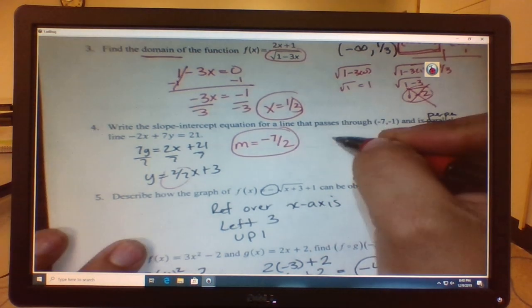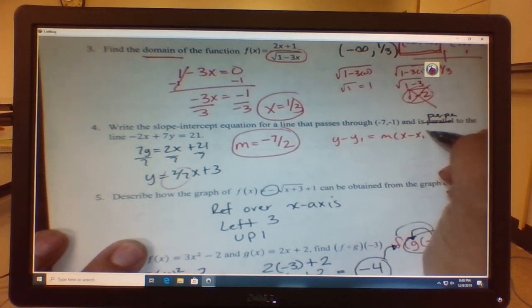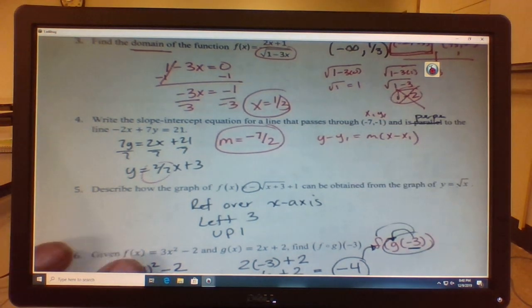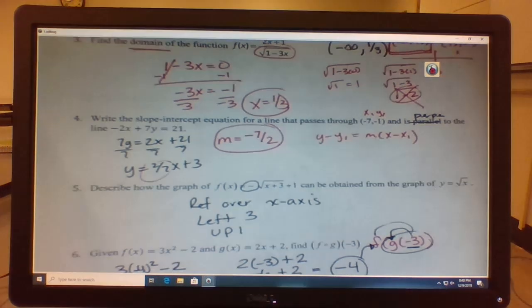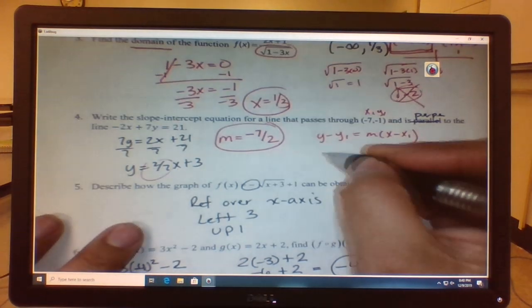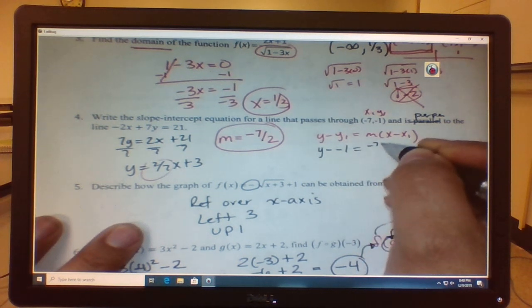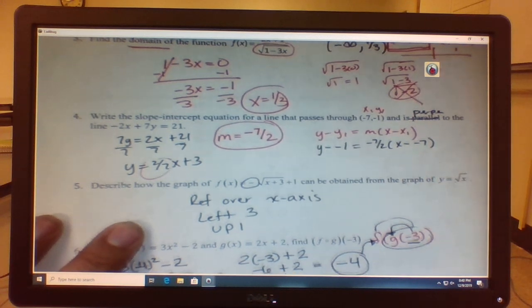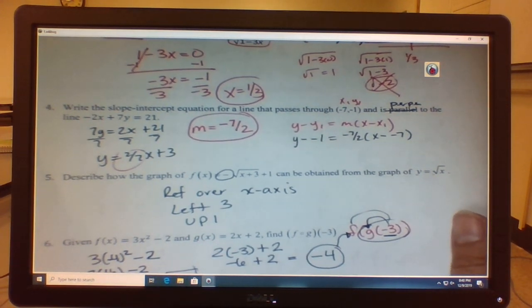So this is the formula that you have to use. This is my x1, y1. So I have to plug in y1, x1, and your m. So y minus a -1 equals -7/2 times x minus a -7. You have to remember, of course. That should be your best friend right there.